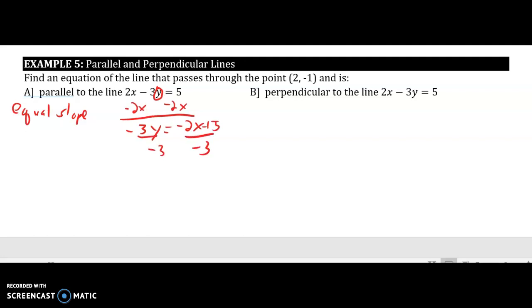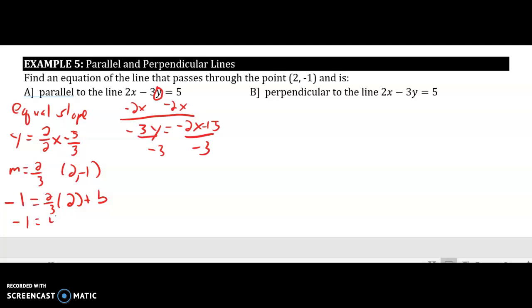So this equation is y equals, make sure you're careful with your negatives, 2/3 x minus 5/3. The minus 5/3 really doesn't mean anything for us because we're actually looking for another line. So now here's my slope. And here's my point. So we can use y equals mx plus b. So we're going to go 2/3 is m. X is 2. I don't know b. And y is negative 1. So then this is negative 1 equals, this is 4/3 plus b.